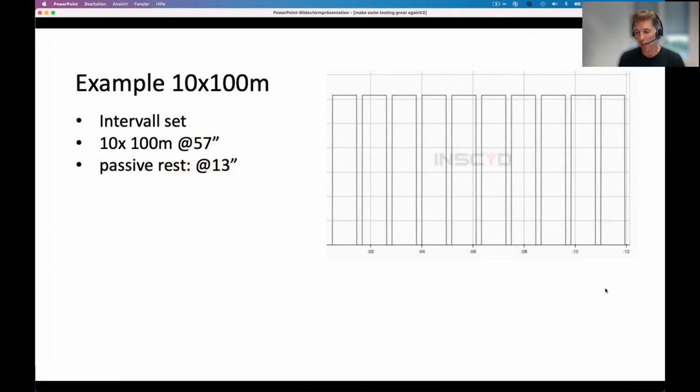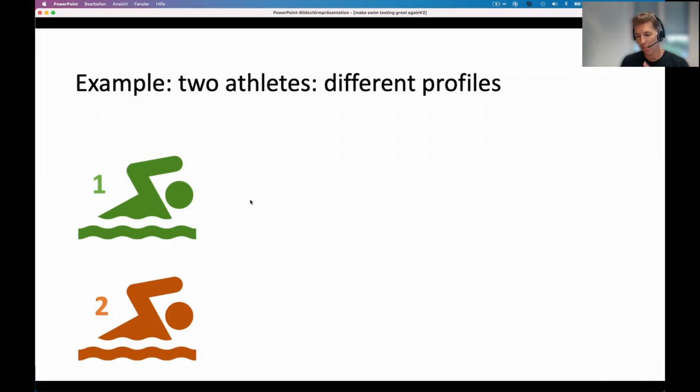So I'm coming to the example, which I just mentioned here. Okay. Training example. So here we're looking at what's going on in training, which you can do when you have this information about the metabolic profile of the athlete. We are looking at an example of 10 times 100 meters with 57 seconds completion and a passive rest of 13 seconds in between. And you just see here the load profile. So somewhat a typical or representative training set. And we are looking at what happens to two different athletes when they complete this interval set.